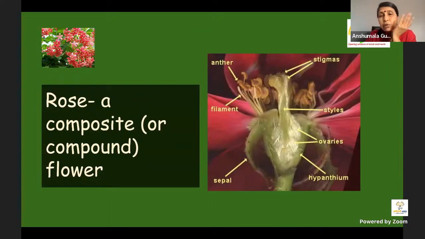If you see a rose, you will have to open up a rose. Rose has the same thing. Not a single female, but a bunch of females. It's a compound flower having many females. So many females have joined up together to make this tube.